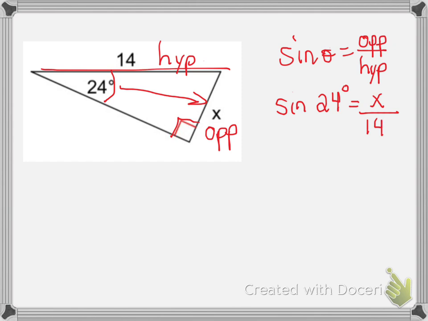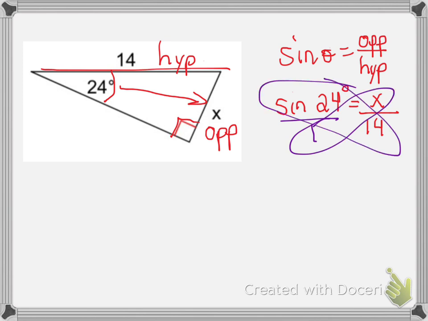In order for me to solve for x, I'm going to go ahead and put sine of 24 over 1, because sine of 24 actually equals something. And then I can just cross multiply. x times 1 is x. And then 14 times sine of 24 degrees. So now, I'm about to type in 14 times sine of 24 degrees in my calculator to get my answer.